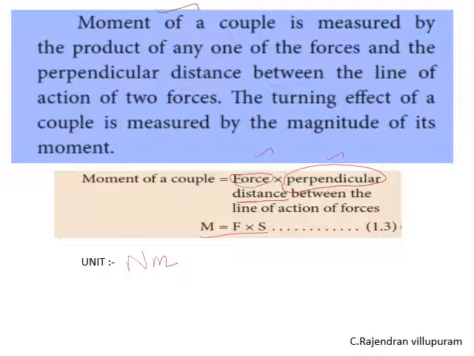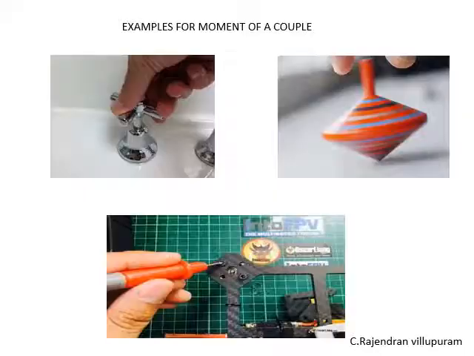As moment of the force is a vector quantity, the moment of the couple is also a vector quantity. Here the perpendicular distance is very important. These are the examples given for moment of the couple: rotating a tap, spinning of a top, and unwinding a screw with the help of a screwdriver.